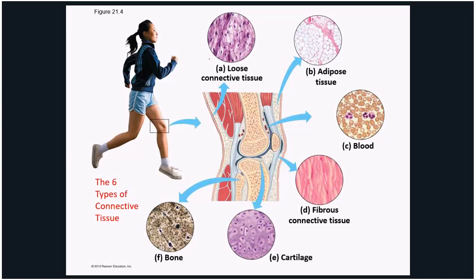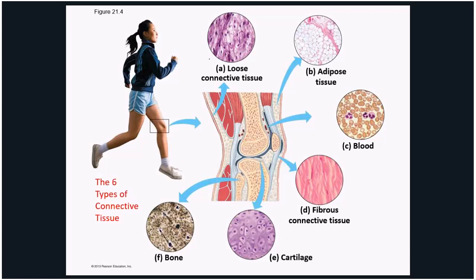Okay, the next one is blood. Blood is a little different from the rest in that the matrix that it's suspended in is actually liquid. It's plasma. All of your blood cells are suspended in plasma. The main function of blood is transporting different substances around to different parts of your body. We'll get into that a little more in the circulatory unit, but blood is a connective tissue, so that's what's important to remember in this unit.